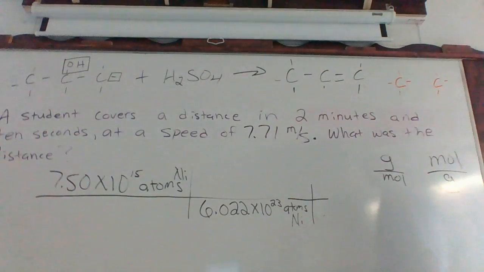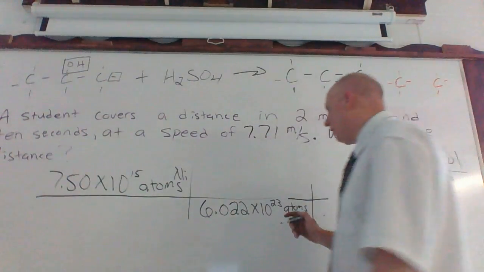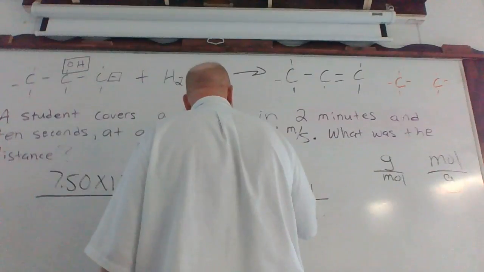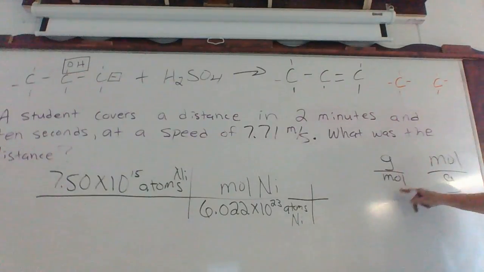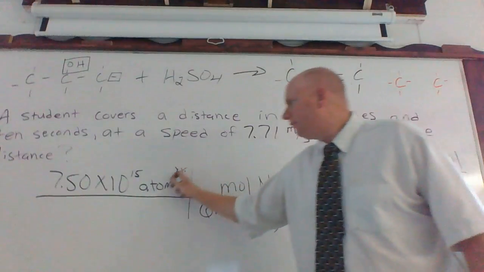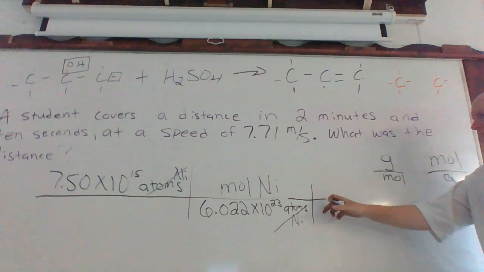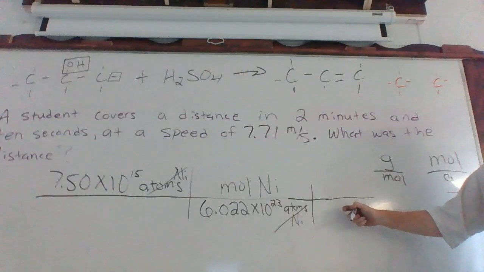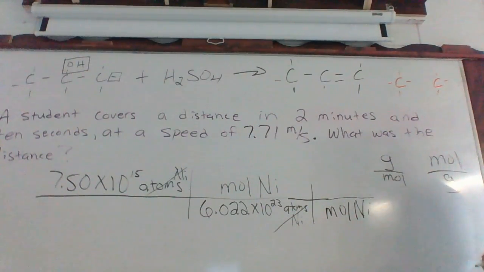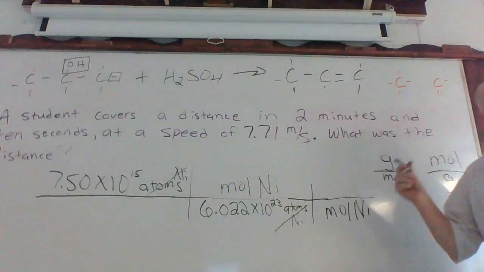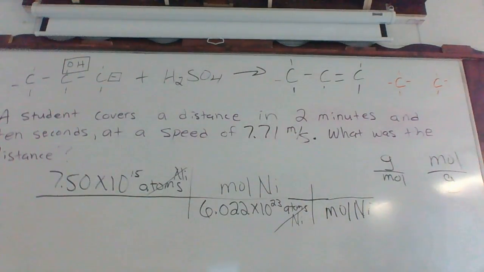So that's for every one what? For every mole of nickel. Now we're getting closer, now we're back into familiar territory. How do we get rid of this mole now? So what's going down here to get rid of it? Moles of nickel. So then, how many grams of nickel are in a mole of nickel?